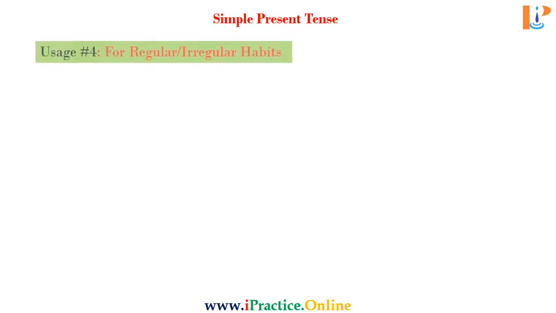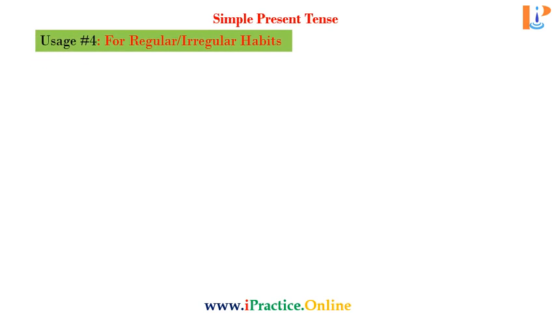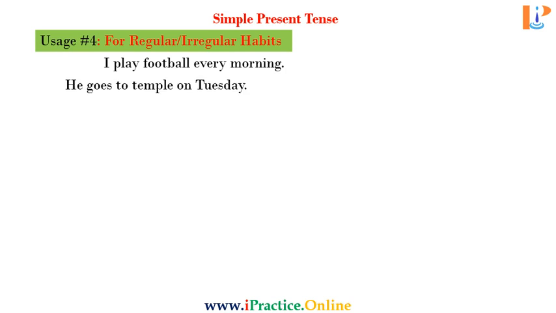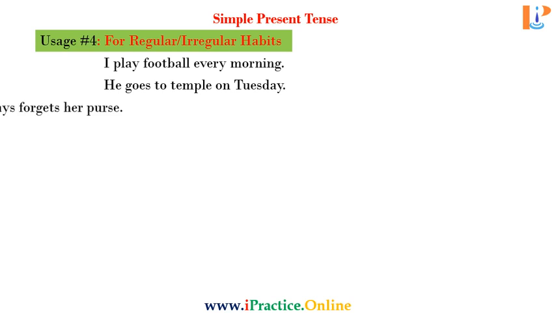Now let's look at another usage of simple present tense. That is, we also use simple present tense for regular or irregular habits. For example, I play football every morning. So yes, I play football. Now it is every morning. So that is a regular action or regular habit. He goes to temple on Tuesday. Now he goes to temple but only on Tuesday. So this habit or action is not regular. So we can consider it as an irregular action or irregular habit.